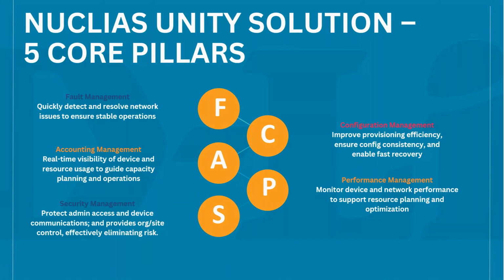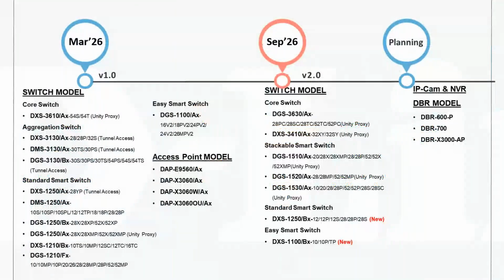If we move on, and then I'll bring the guys back in here, because we're talking about the timelines here for Nuclias Unity. So obviously we've gone to market at the end of March with a list of products that should be working. And then we have a further list in September where we're going to be adding more existing portfolio to Nuclias Unity. And then there is a planning stage to add in a new range of IP cameras. Get ready for the webinar on that coming soon.